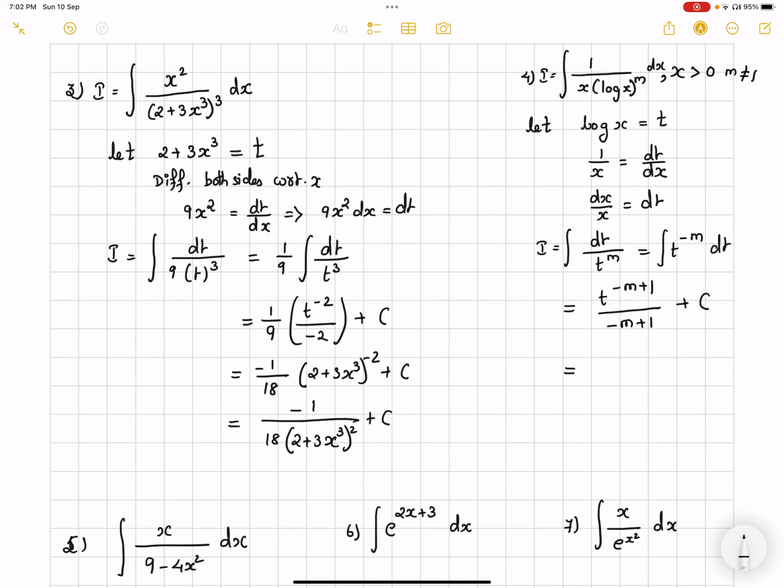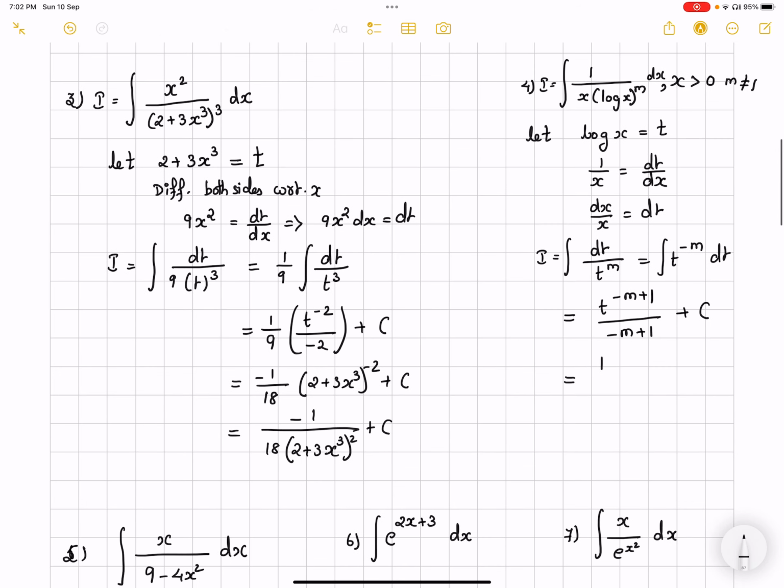So what is t actually? It is nothing but log x, so log x whole to the power minus m plus 1 divided by minus m plus 1 plus c. Now you would have understood why they mentioned m is not equal to 1. Here they have mentioned m is not equal to 1 because if m is equal to 1, the denominator becomes 0, and if the denominator is 0, it is not defined. Just to avoid that confusion, that's the reason they are making it more specific. Okay.